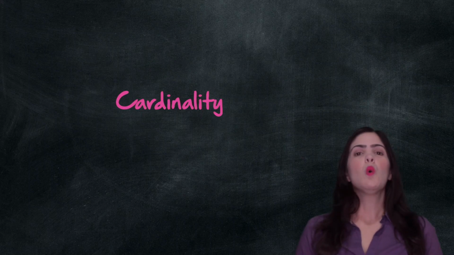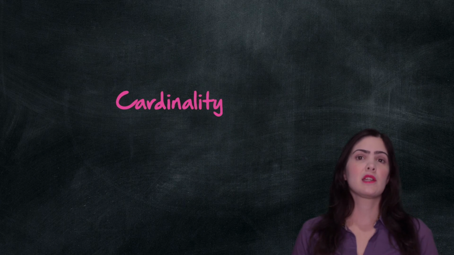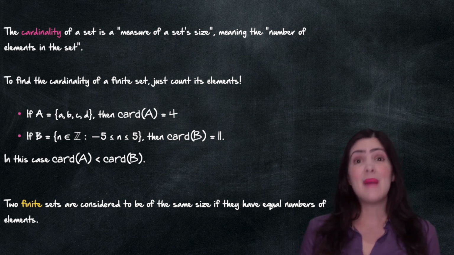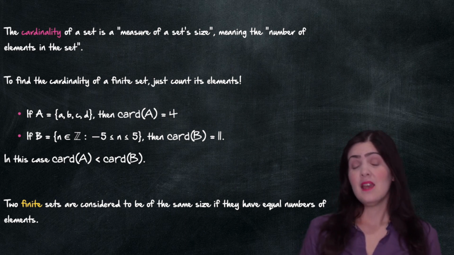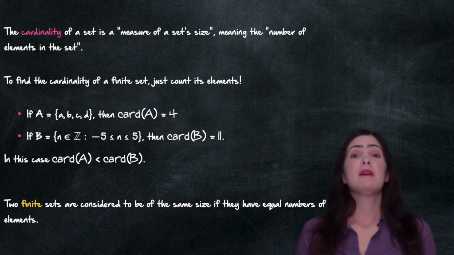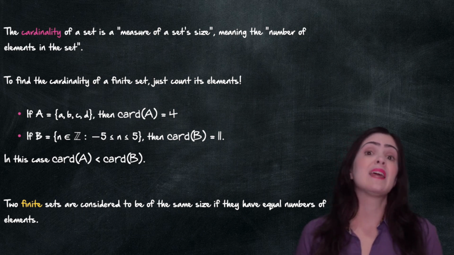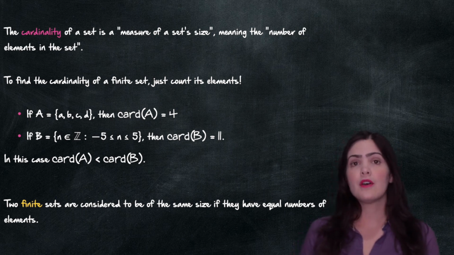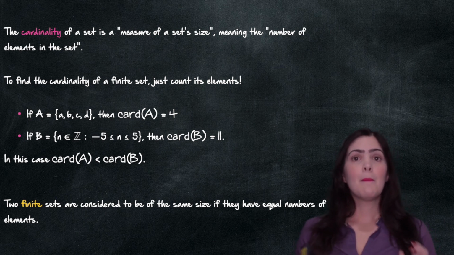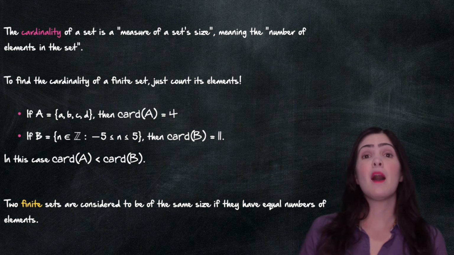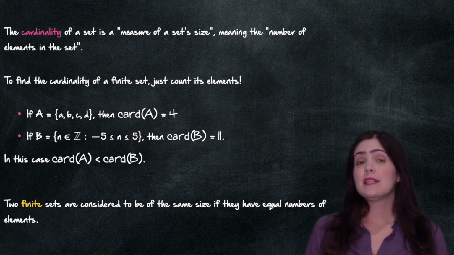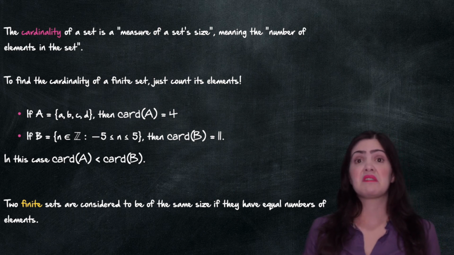In this video, we're going to start our study of the concept of cardinality. The cardinality of a set is a measure of a set's size. In particular, it measures the number of elements in the set. Later on, you might learn another way of measuring a set, but cardinality refers to the number of elements in the set. To find the cardinality of a finite set, we just need to count its elements.